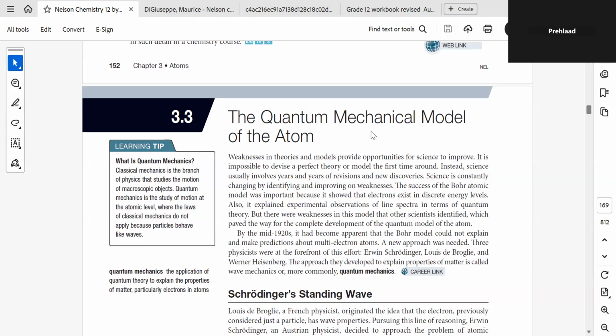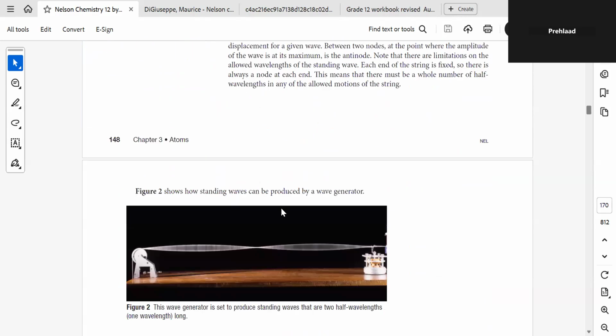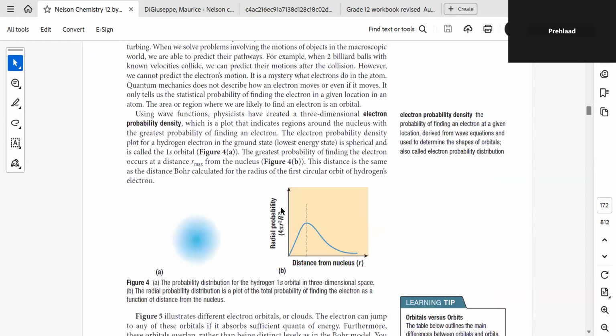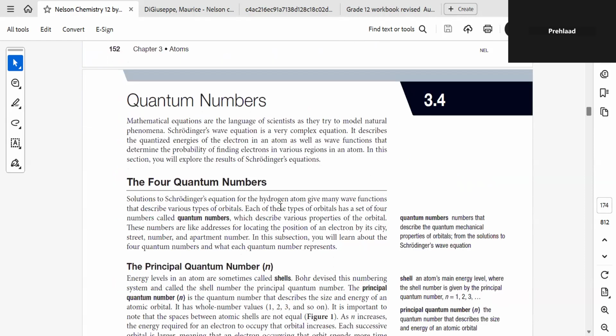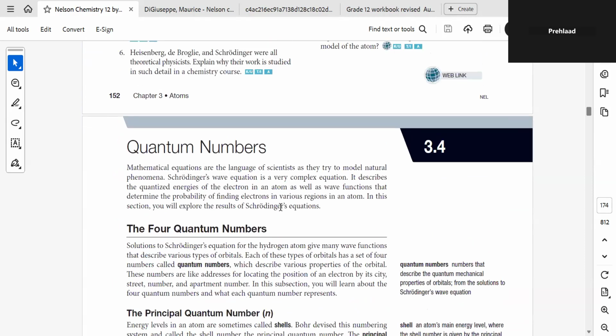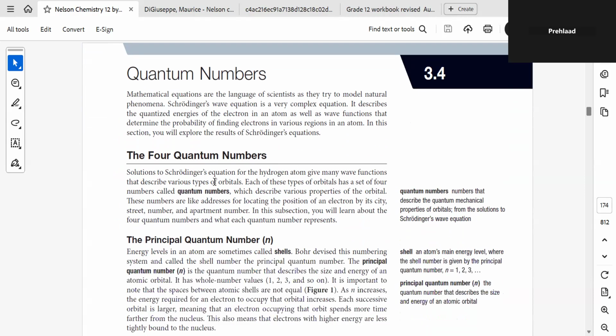Okay, so we are starting with the quantum mechanical model of the atom. Sorry, we completed this earlier. I believe this is a duplication on the textbook. So the quantum numbers, right? So we are starting with the quantum numbers.